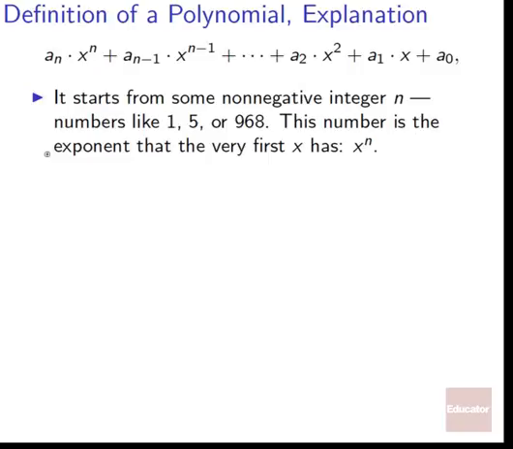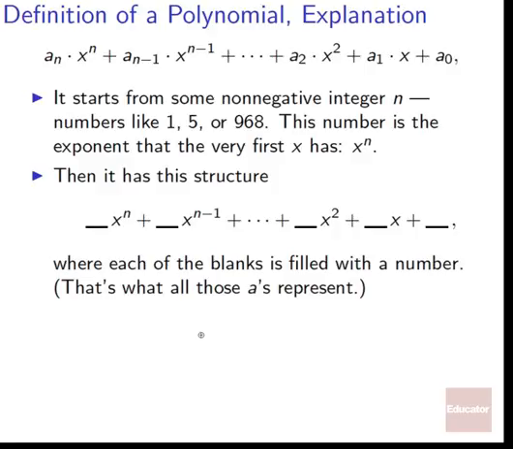So, our expression once again was a_n times x^n plus a_(n-1) times x to the n minus 1 and so on, a_1 times x plus a_0. First, we want to start off with this non-negative integer n. This n is really important. It can be any number, something like 1 or 5 or 968. It's just the exponent that the very first x has. So we could have x to the 1, which we'd normally write as just x, and then other stuff after it. Or we could have x to the 5 and then other stuff after it. Or we could have x to the 968 and then other stuff after it. The n is basically our starting point. What is our starting exponent going to be?